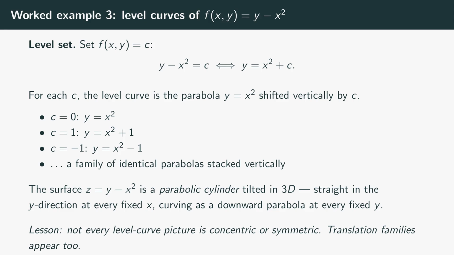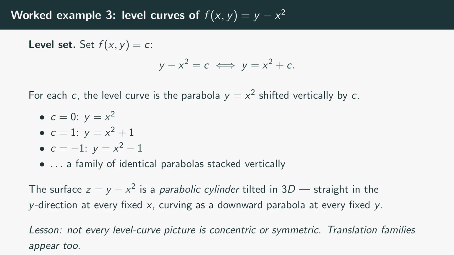Third worked example, deliberately picked to be a little different. Sketch the level curves of f of x, y equals y minus x squared. Set f equal to c, and solve for y, we get y equals x squared plus c. For each constant c, the level curve is a parabola in the xy plane, the standard upward opening parabola y equals x squared, shifted vertically by c units.